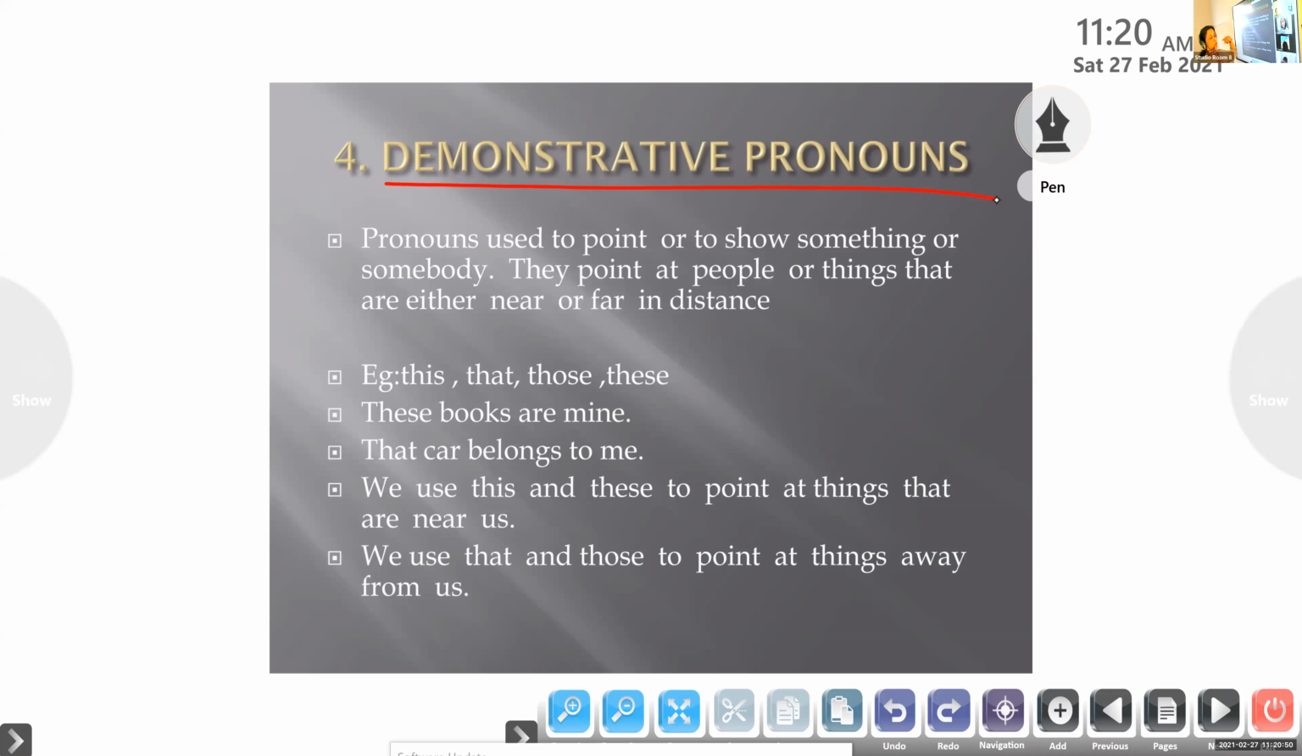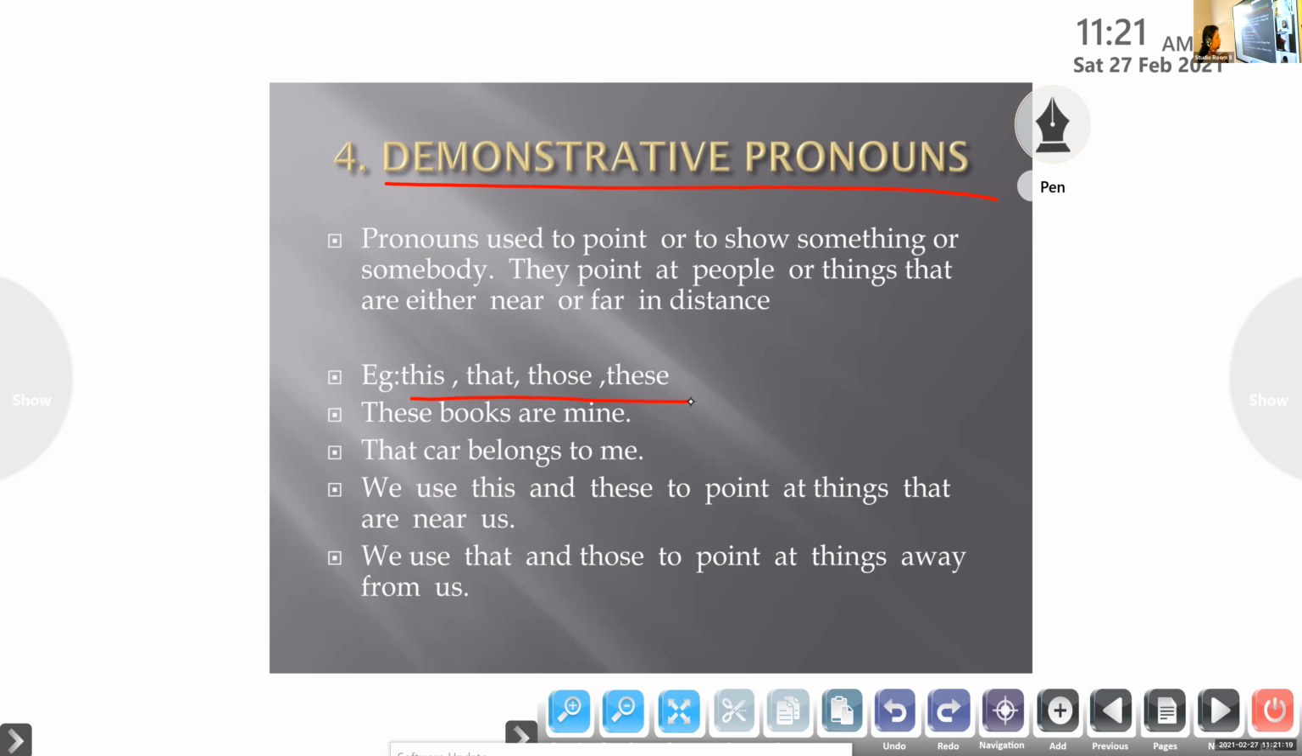Near means the arrow will be shown very near to the things. If it is far from us, it will be shown far. These 4 demonstrative pronouns we have learnt in grade 1: this, that, these and those. So we are familiar with all these 4 words. These pronouns are used to point at people or things that are near us or far away from us.